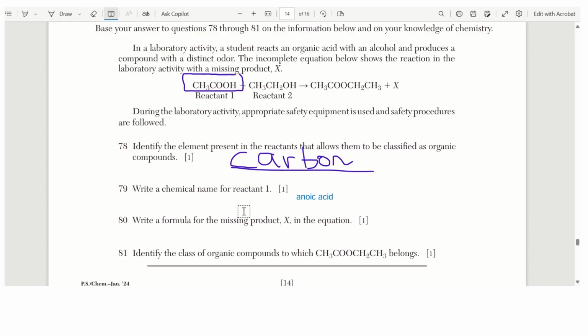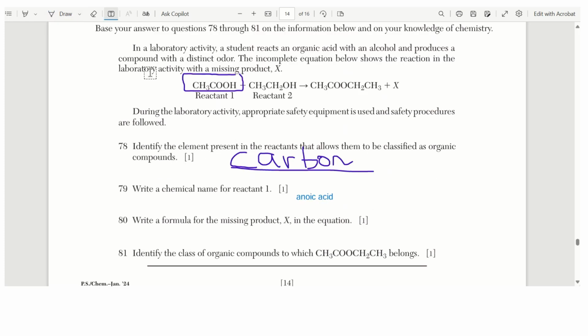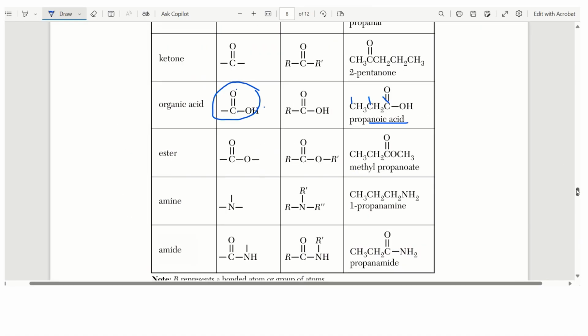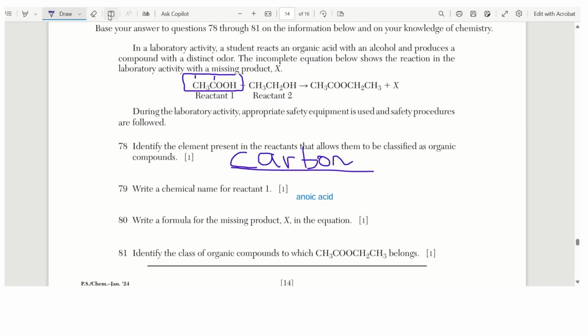What do I have to put in front? Well, let's look at the reference table. This is prop because I have 1, 2, 3 carbons. So how many carbons are in this reactant? 1, 2. What is the prefix for 2 carbons? Eth. So if I go back here, the name of this would be ethanoic acid.